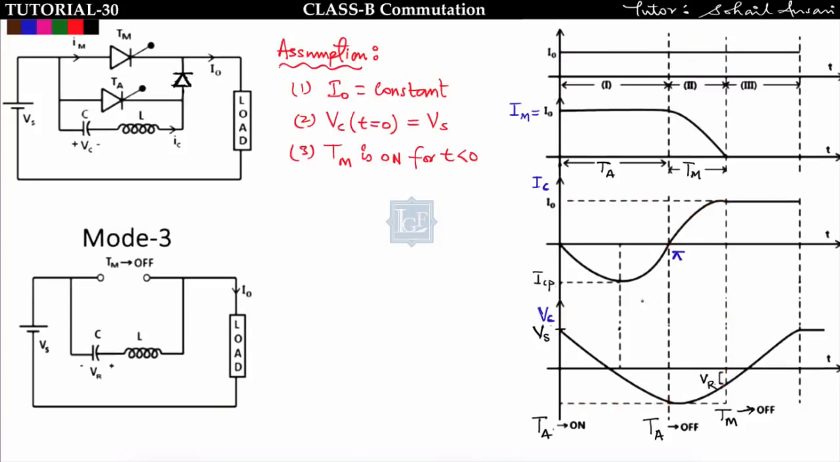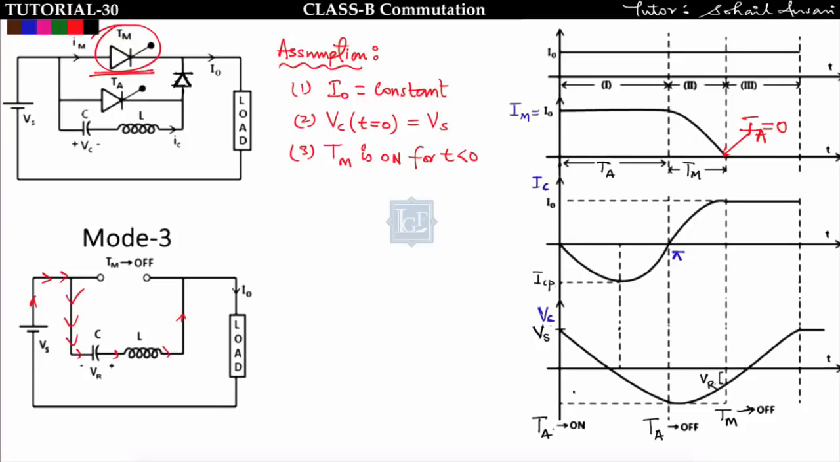So at the end of mode 2, this main thyristor is off. See here, at the end of mode 2, what is the current flowing in the main thyristor? The current flowing in the main thyristor will be 0 and the voltage across the main thyristor is minus Vr. So overall, this main thyristor will be in off state, and in mode 3, what will happen? This supply voltage will again charge the capacitor up to Vs, and after that it will be open circuited.